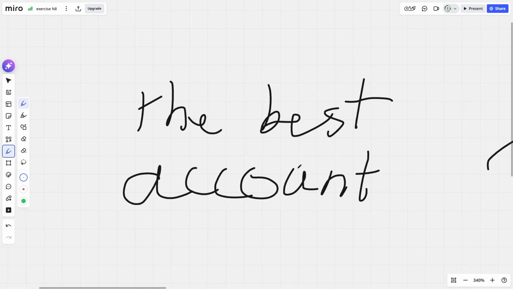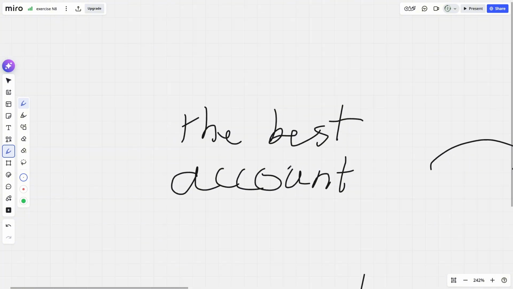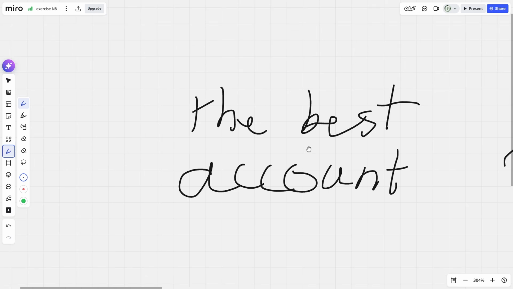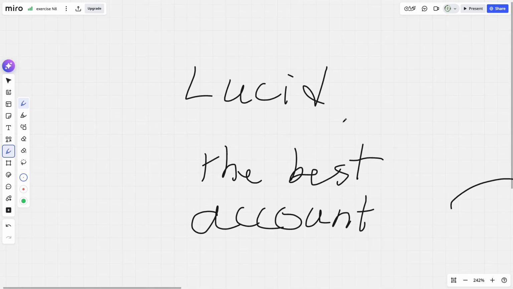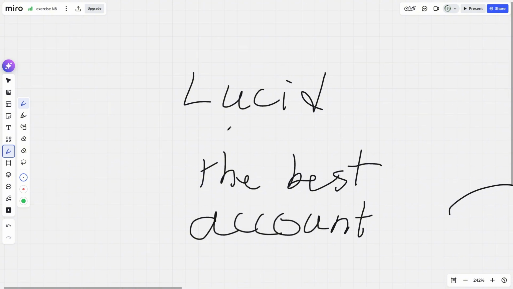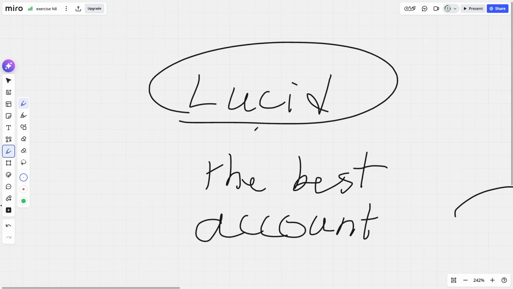So first of all, we need to choose the account we will be trading, and the best accounts out there are from Lucid. Lucid Trading has the easiest rules to follow, no time limitation, so if you trade manually, Lucid is the way to go. I'm not affiliated with them, I do not have a code, that's just my personal experience basically.